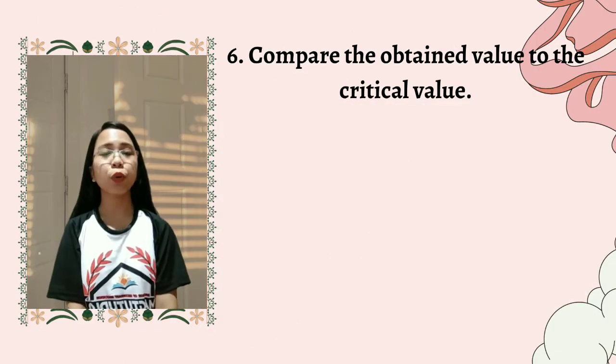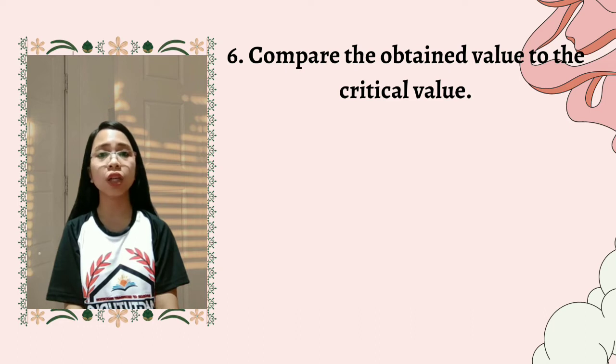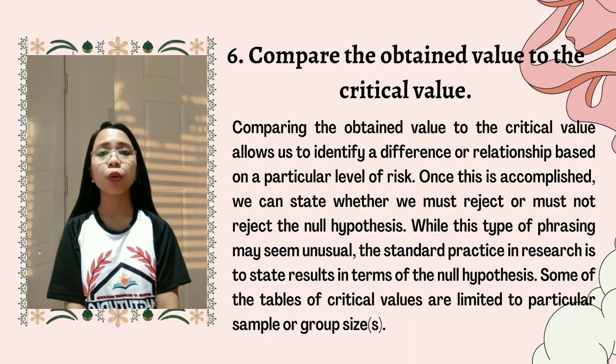The sixth method is to compare the obtained value to the critical value. So what do you compare to the critical value? A critical value in hypothesis testing is a point on the test distribution that is compared to the test statistic to decide if the null hypothesis should be rejected. You can assert statistical significance and reject the null hypothesis if the absolute value of your test statistic is larger than the critical value.